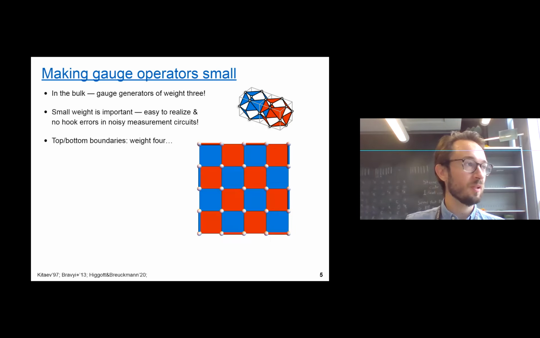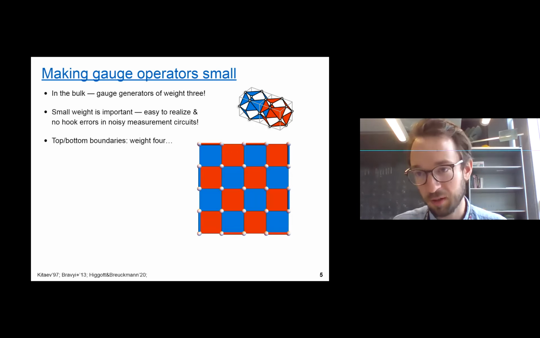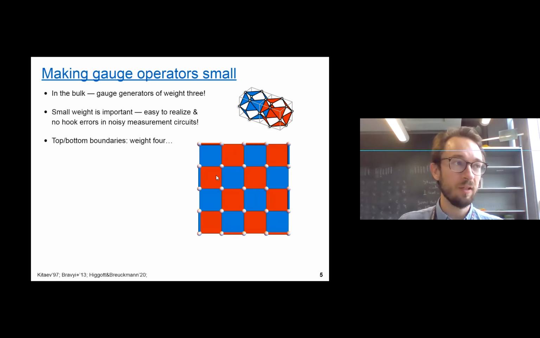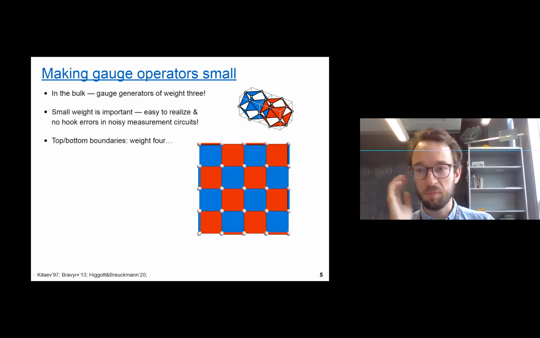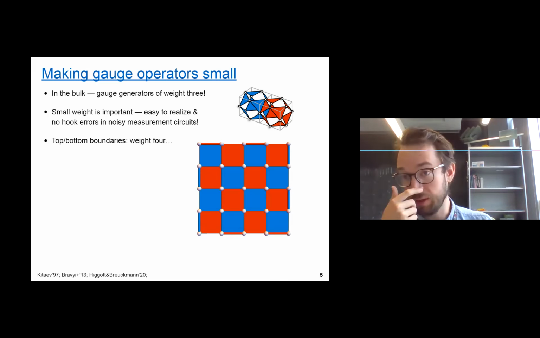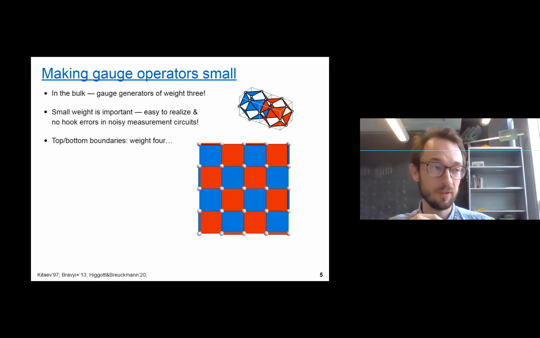Yeah, so there's this issue in the code I showed you in the last slide. This is the top and bottom boundary, and this is showing the gauge operators. You've got a weight 4 X operator here, for example, and a weight 4 Z here, and this looks like a 2D toric code. So we wanted to find a way of reducing the weights of these weight 4 operators to make everything weight 3 or smaller to avoid these hook errors happening.